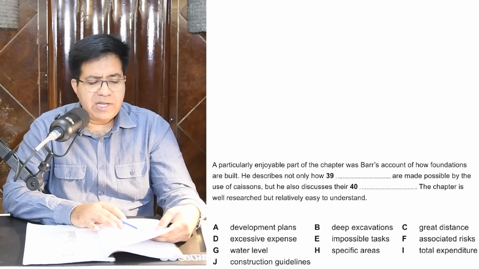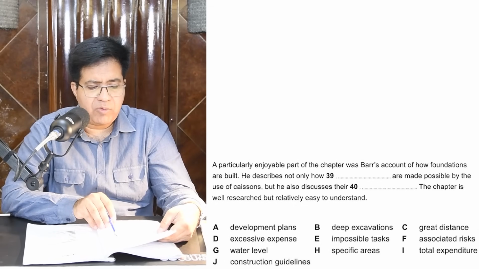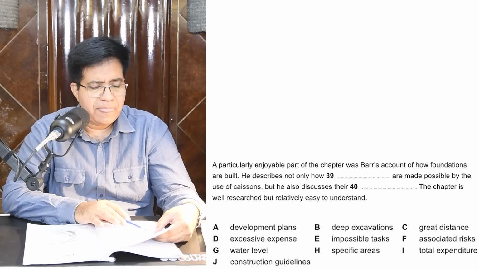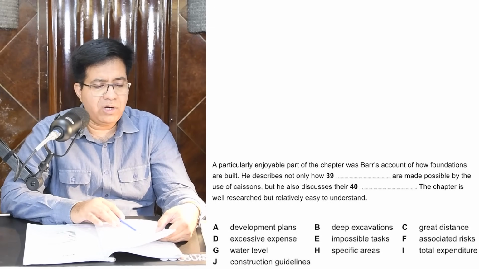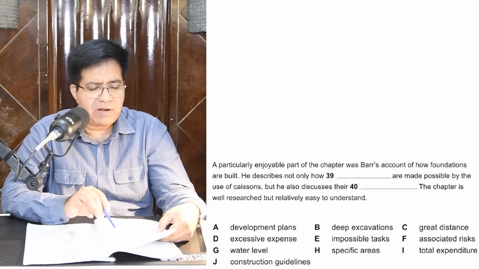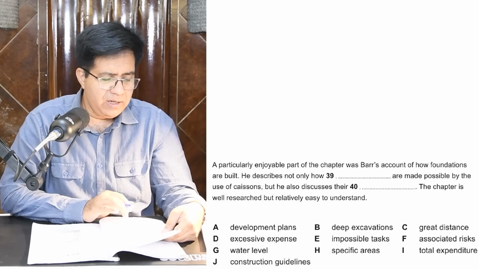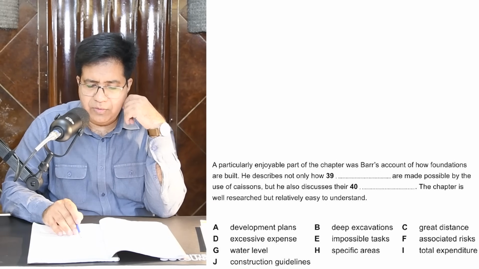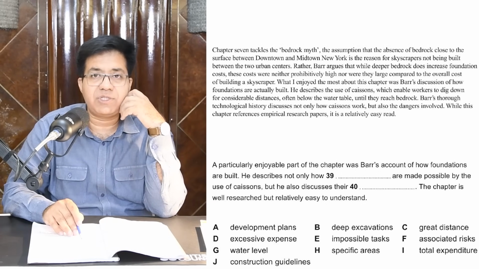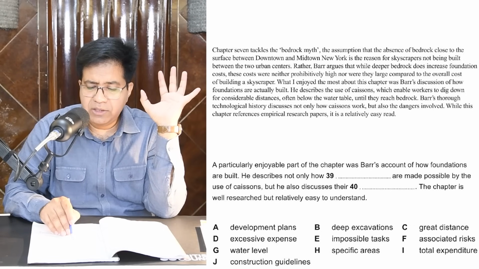Next, a particularly enjoyable part of the chapter, now same chapter 7, was Barr's account of how foundations are built. He describes not only how dash are made possible by use of cation. Now, not only dash are made possible, this means the answer should be plural, by use of cation. Look for cation and not only something. So please come back. Good. Cation is in the fourth last line. He describes. Found it? Same paragraph, fourth last line after full stop. He describes the use of cation.